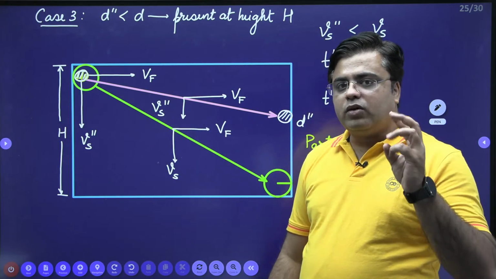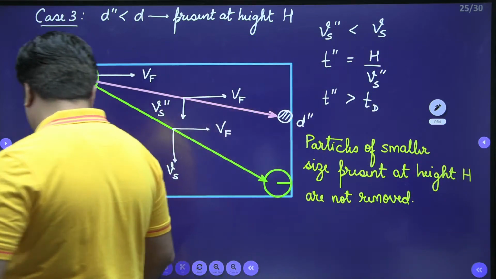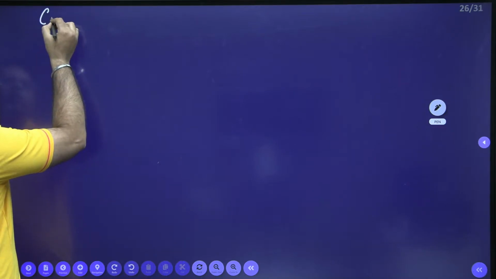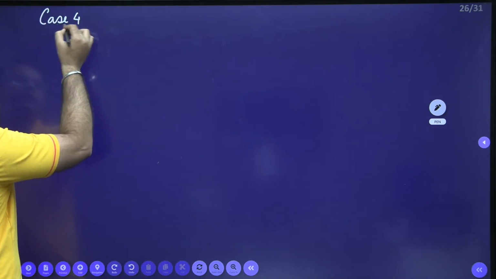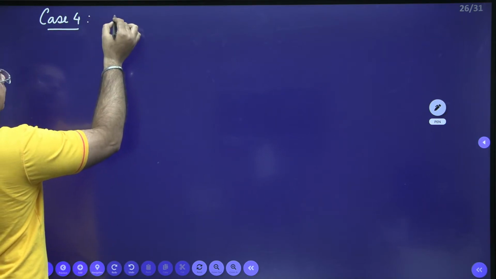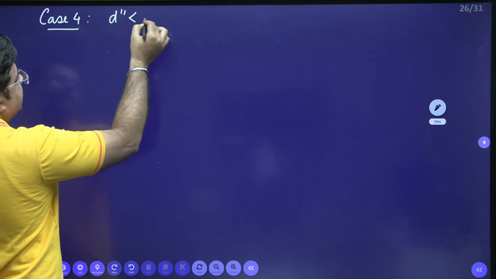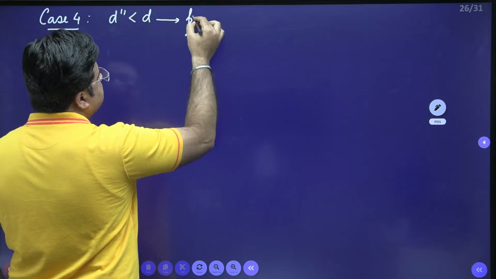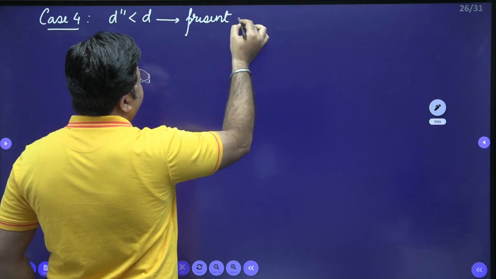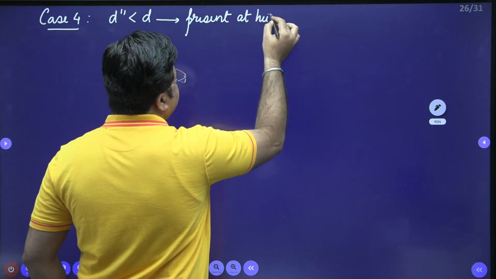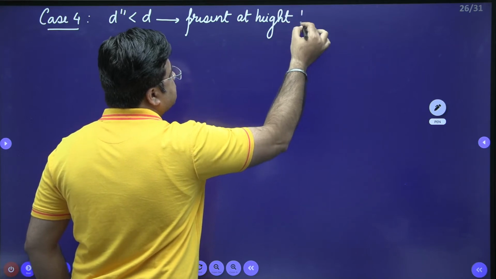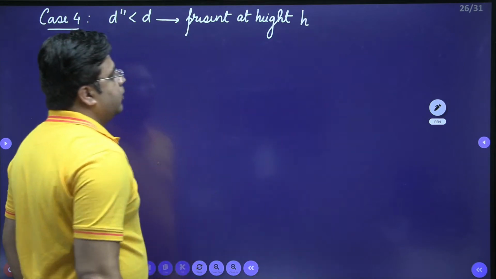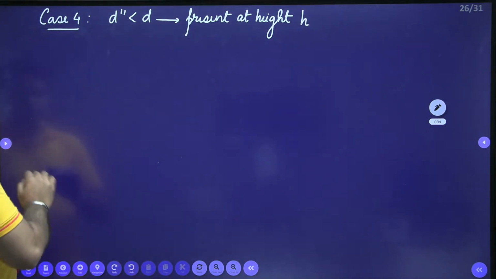Okay. Now case number 4. Case 4: a smaller size of particle d dash, less than d, present at height small h. Okay, so let me draw this.